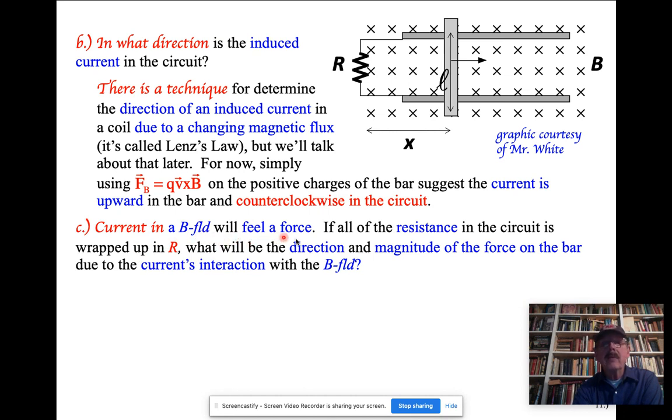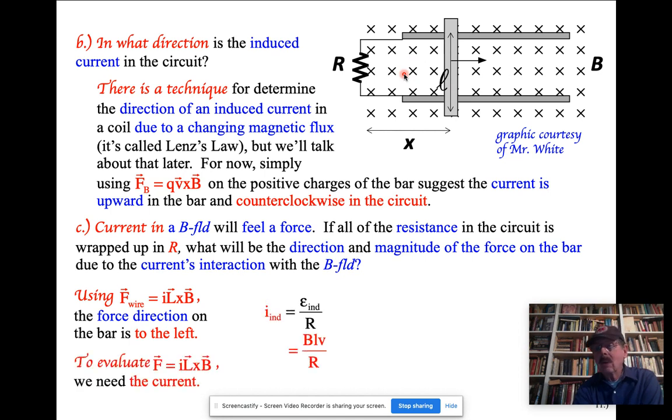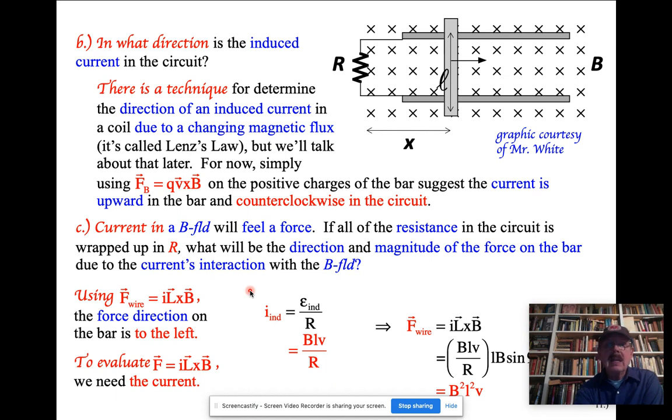The current in the B field will feel a force. So if you have current flowing through here, and it's in a magnetic field, a current-carrying wire in a magnetic field will feel a force. Remember, the force was IL crossed into B. Well, there is our relationship. To do this, we know what L is. We know what B is. We need to know what I is. So once again, we're going to use Ohm's law to figure out I, and then we're going to put it into this relationship to figure out what the force is. And I believe that's as far as I took this. Yep, that's as far as I took this.